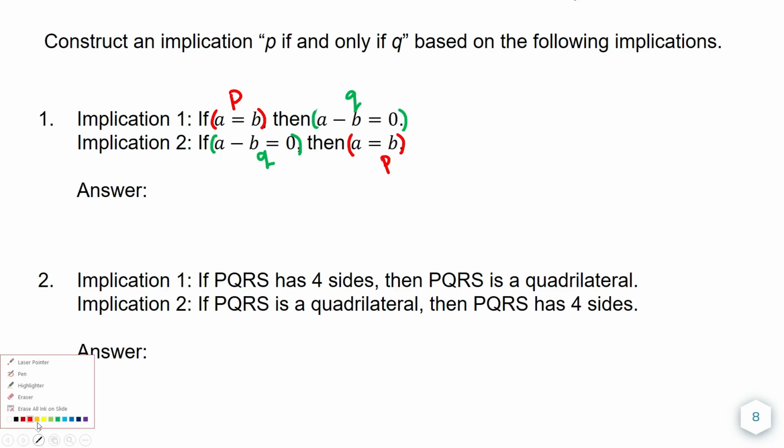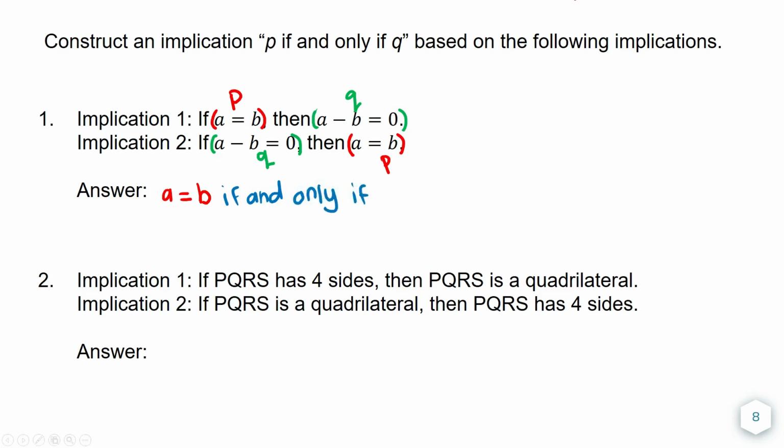Then we construct the statement in this form: P if and only if Q. First, we write P. We already determined that P is A equal to B. Then we write if and only if, then Q. Q is A minus B equal to 0. So this is the final answer: A equal to B if and only if A minus B equal to 0.